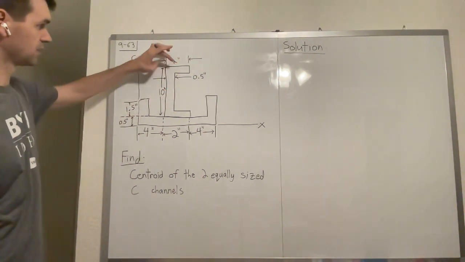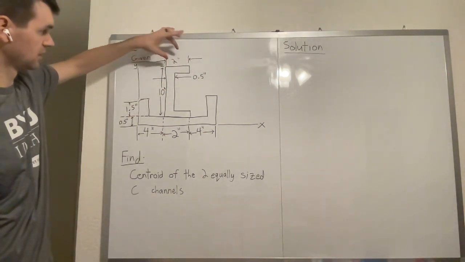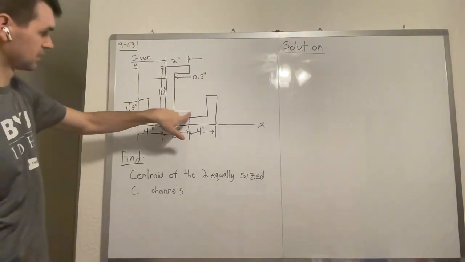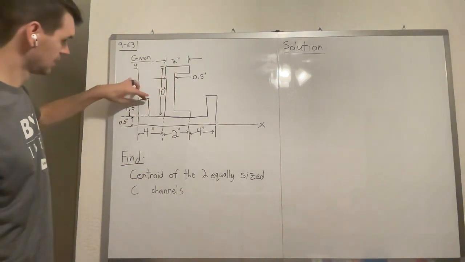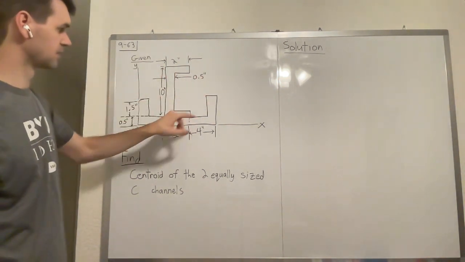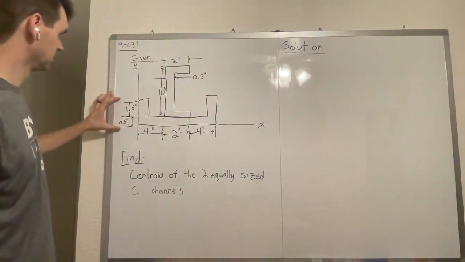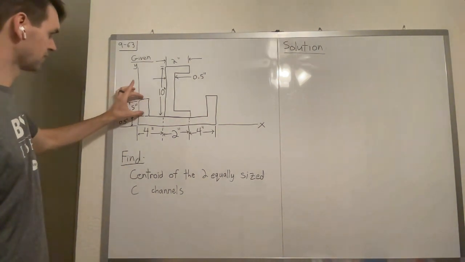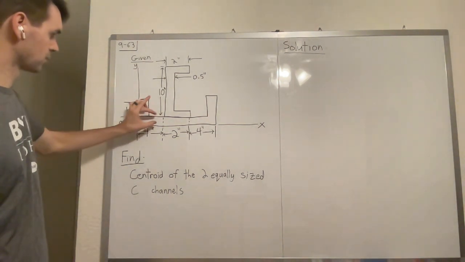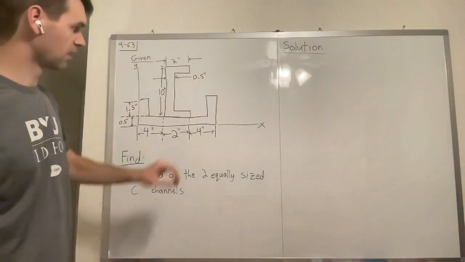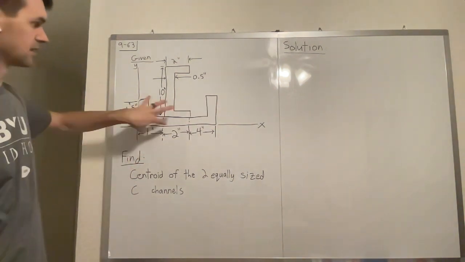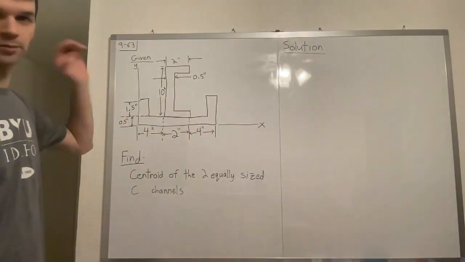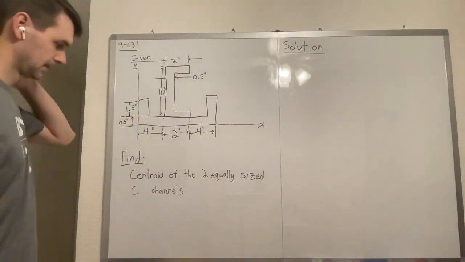So here's our one C channel. This length is 2 inches long, it's 10 inches tall, and again 2 inches long here at the bottom, and it's 0.5 inches thick. And the same dimensions for this C channel, except it's laying on its side: 10 inches long, 2 inches wide, 1.5 inches what sticks above here, 0.5 inch thickness all the way about. What we're asked to find is the centroid of this combined shape, these two C channels.